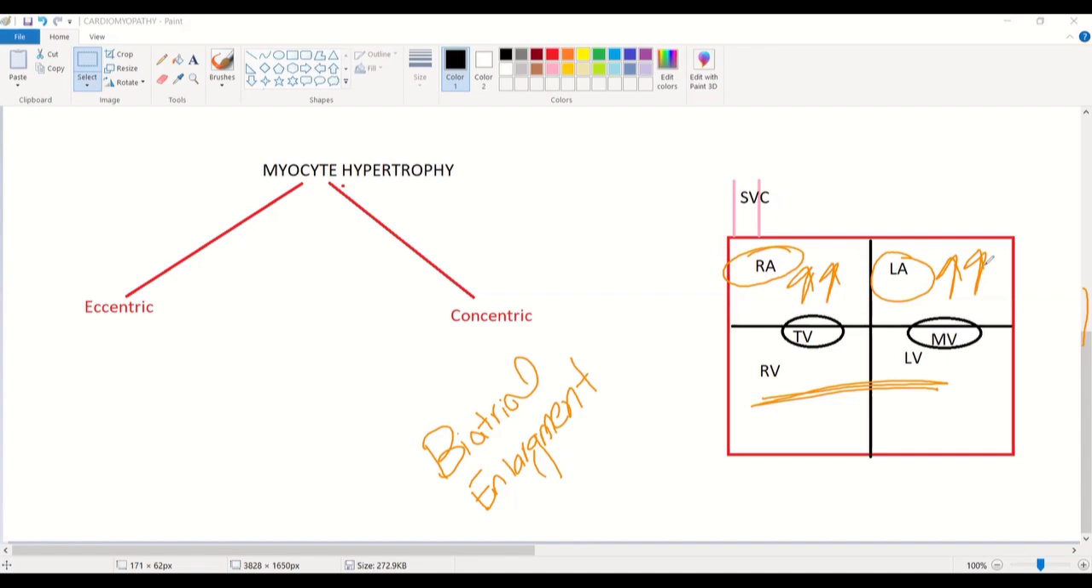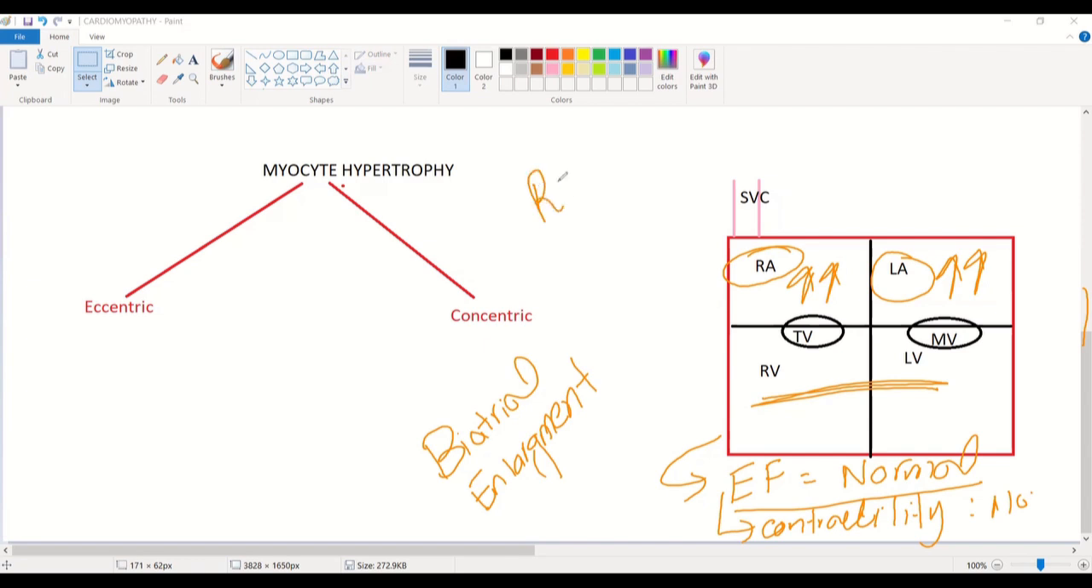What about the ejection fraction in restrictive cardiomyopathy? It remains normal. What about the contractility? Contractility also remains normal. So restrictive cardiomyopathy predominantly leads to right heart failure.